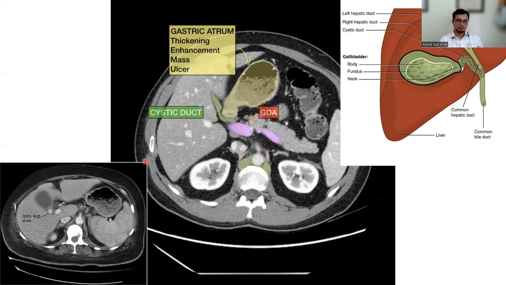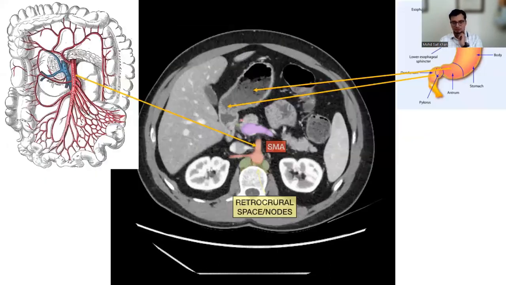Now here, can you see the cystic duct is hyperdense? This hyperdensity is nothing but a stone. So a stone may be there in the cystic duct, and it should always be looked for.